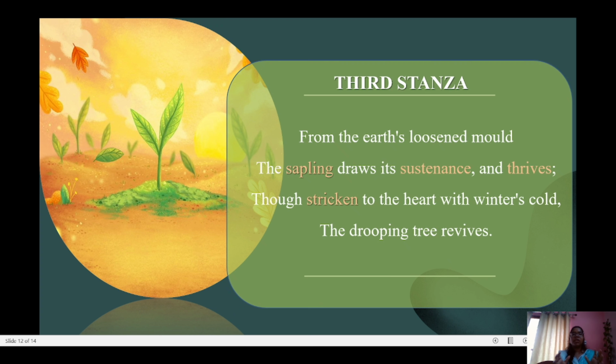Okay, so it's all about how tough nature is. Winter comes and winter knocks down everything, but as soon as spring rolls around, everything starts growing and reviving once again, no matter how tough the winter was. So this is all the third stanza is about.